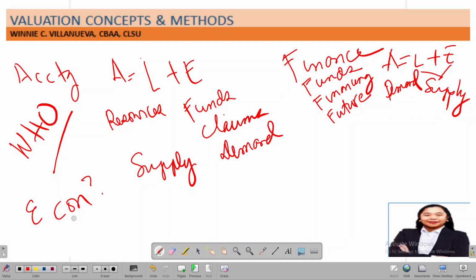Now, let's talk about marketing. Take a look. Is marketing related to supply and demand? Of course it is. Why would marketing be related to supply and demand? Ano na uli yung marketing? Looking at the needs of the client. If we are looking at the needs of the client, ano ulit tinitingnan natin?